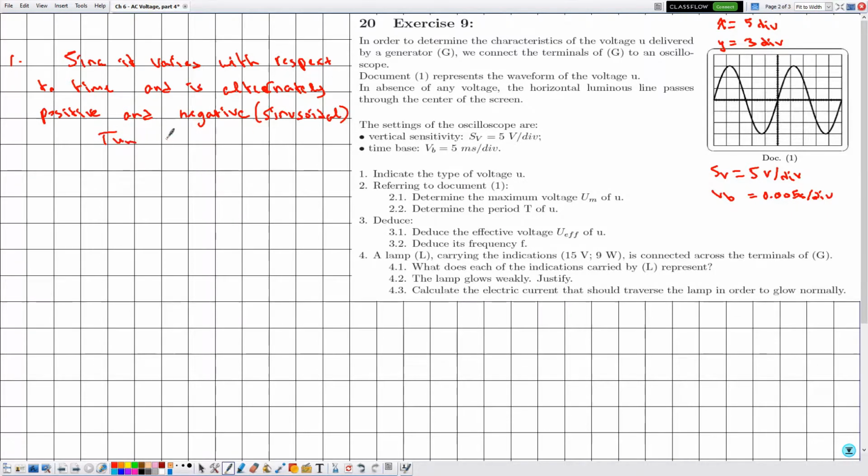Then it is an AC sinusoidal voltage source.